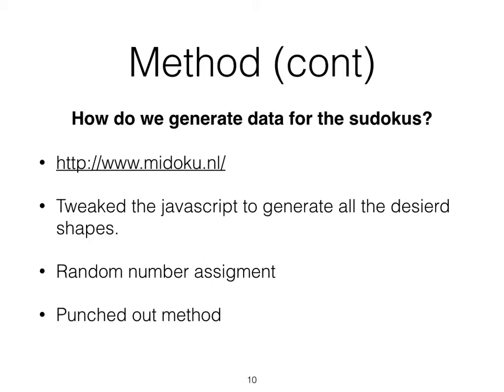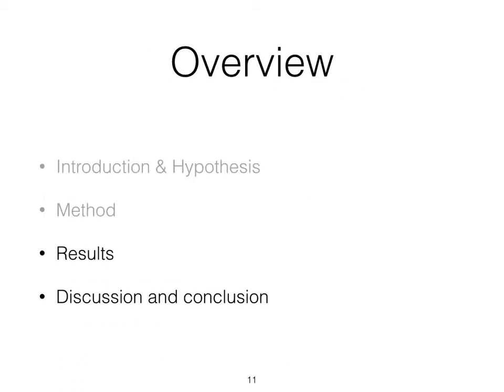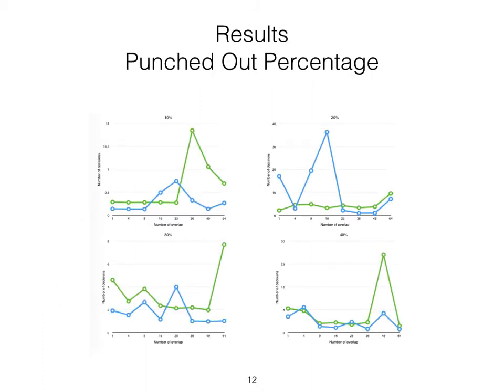Now we have overlapping filled-in sudokus. We then use the punched out method for punching out numbers and then check if the solution is still the same as it was before. We do this till 10, 20, 30, till 90% of the information is punched out. Overview results. Okay. As a result of the punched out percentage, we get the following graphs.